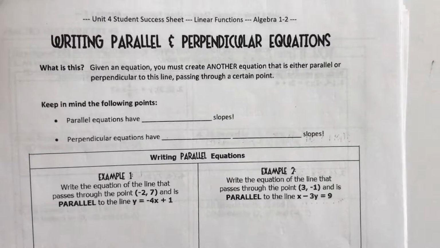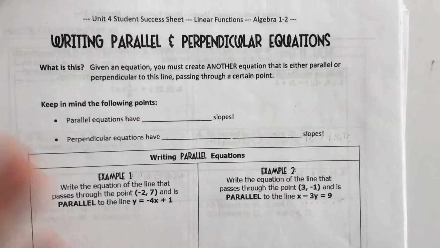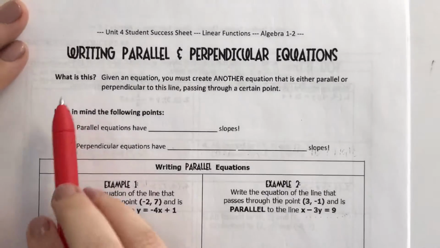Okay, we're still on concept number 8. This time we are attacking the second part of our objective. We are going to write parallel and perpendicular equations. We've gotten really good at identifying. Now we're going to write. Okay? So, what is this?